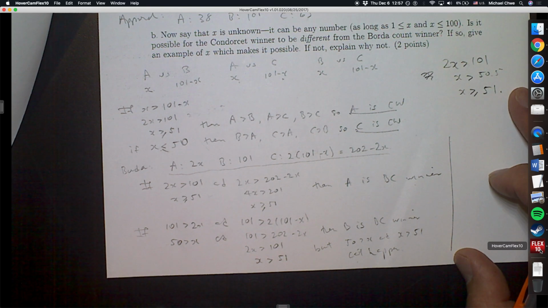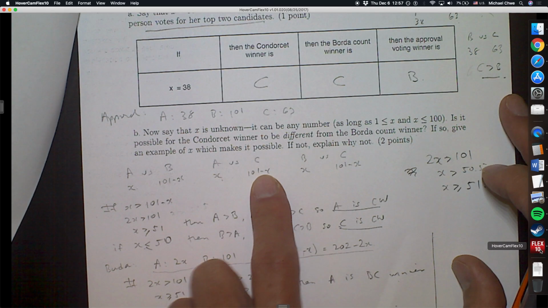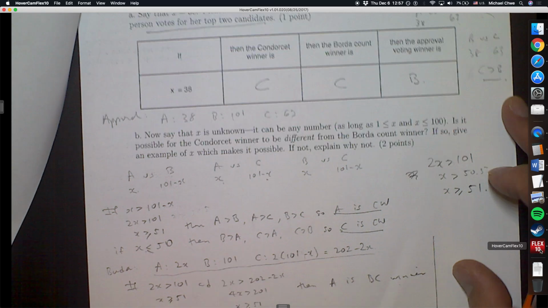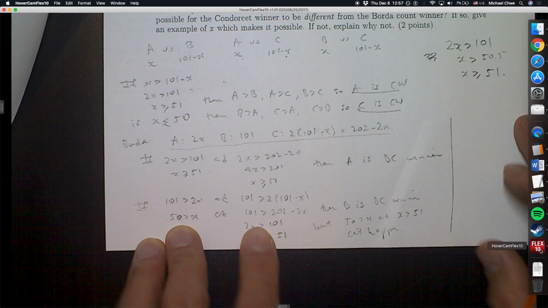Is it ever possible for B to be the Condorcet winner? No, I think not. No. And based on what we did here. Okay. All right, does this make sense?